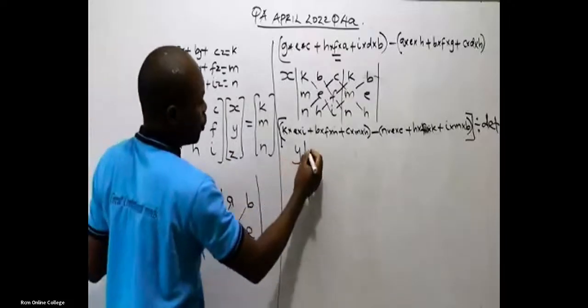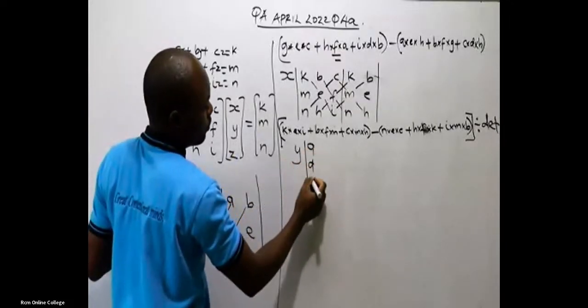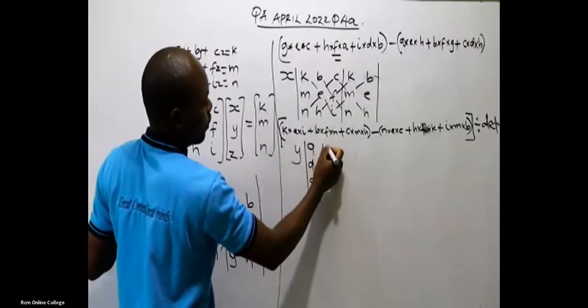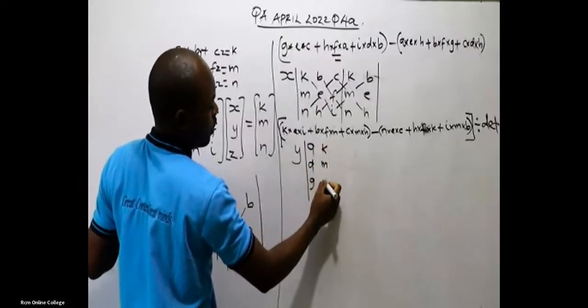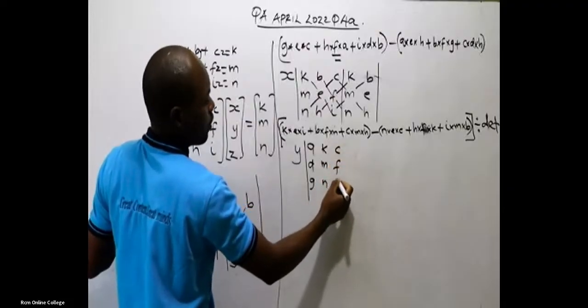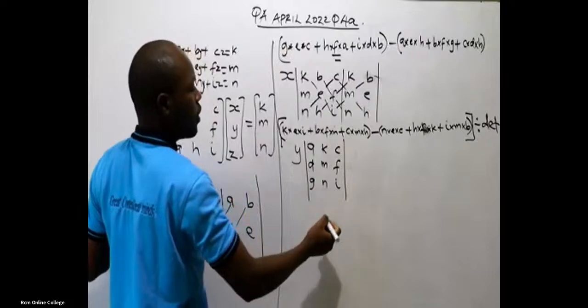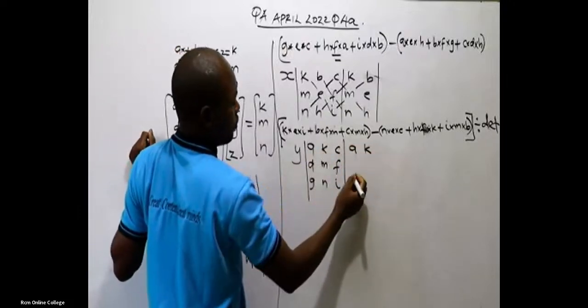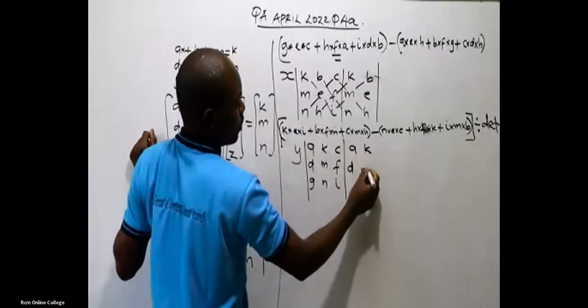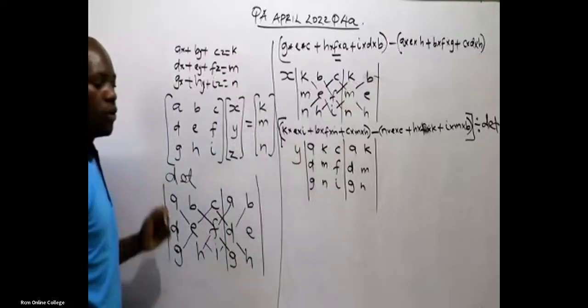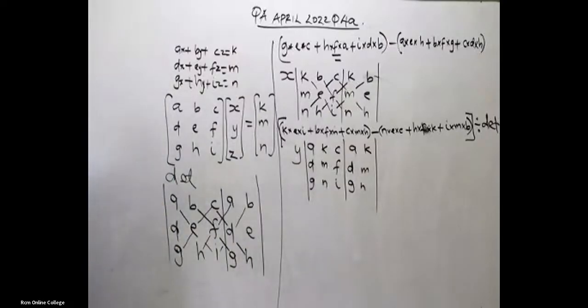So that is ADG. Then the second one now will be replaced by the constants K, M, N. Then we have C, F, I, right? CFI. Then I pick the first two columns, that is A, K, D, M, G, N. That is what I have. Then, of course, I'll repeat the same trend.